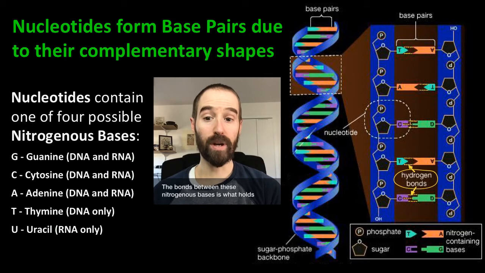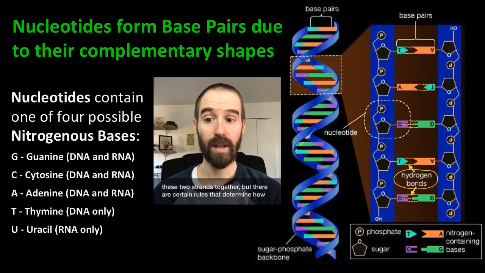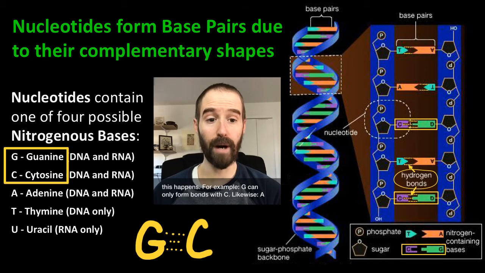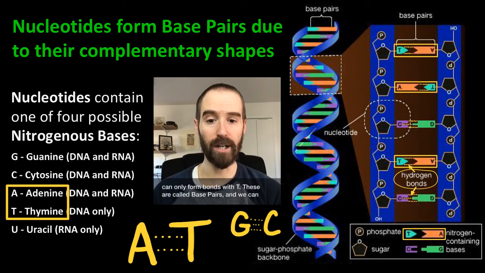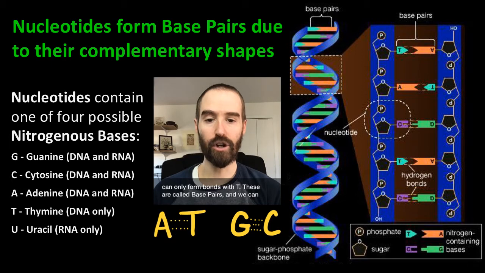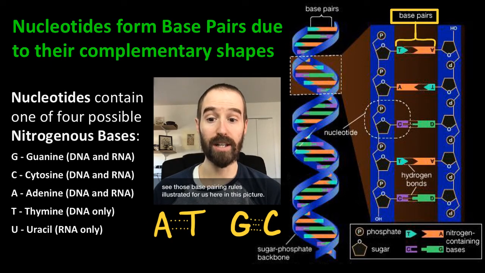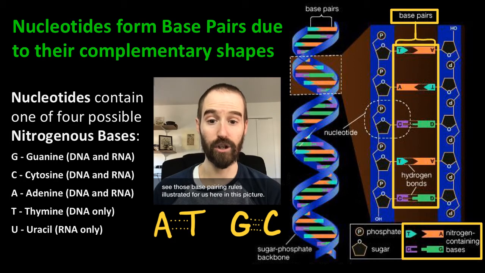The bonds between these nitrogenous bases is what holds these 2 strands together, but there are certain rules that determine how this happens. For example, G can only form bonds with C. Likewise, A can only form bonds with T. These are called base pairs, and we can see those base pairing rules illustrated for us here in this picture.